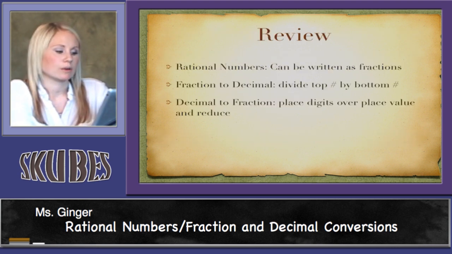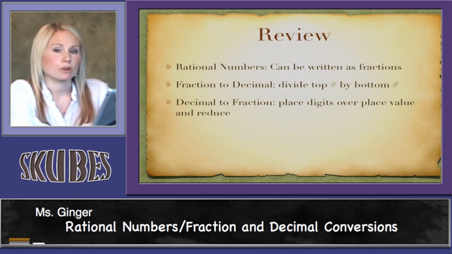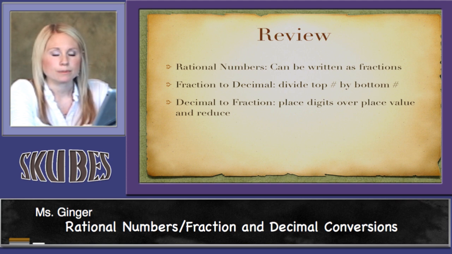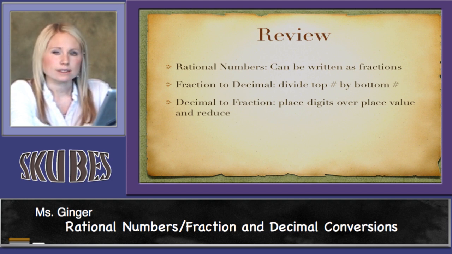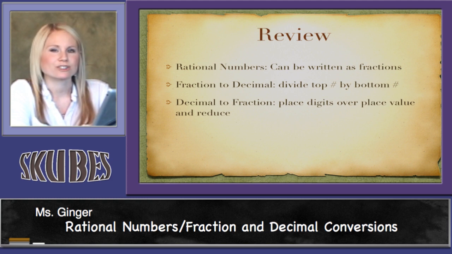All right, so what did we talk about? Rational numbers, remember those are the ones that can be written as fractions. If you need to take a fraction to a decimal, you're going to do your top number divided by your bottom number. And then if you need to go the other way, decimals to fractions, you're going to take your digits and place them over the place value that they're sitting in and then reduce if necessary. This concludes our lesson on fraction decimal conversions and rational numbers.